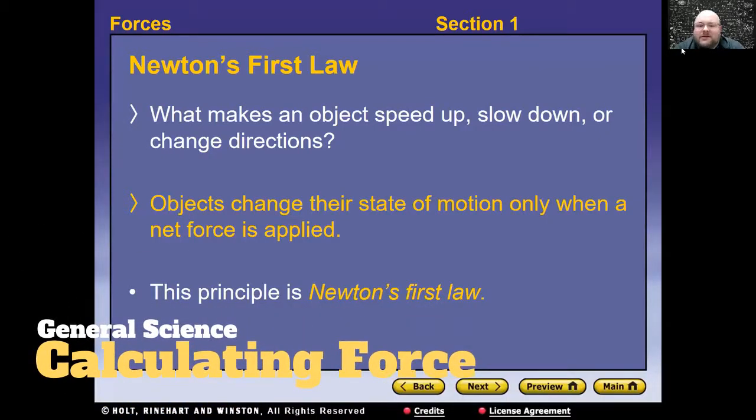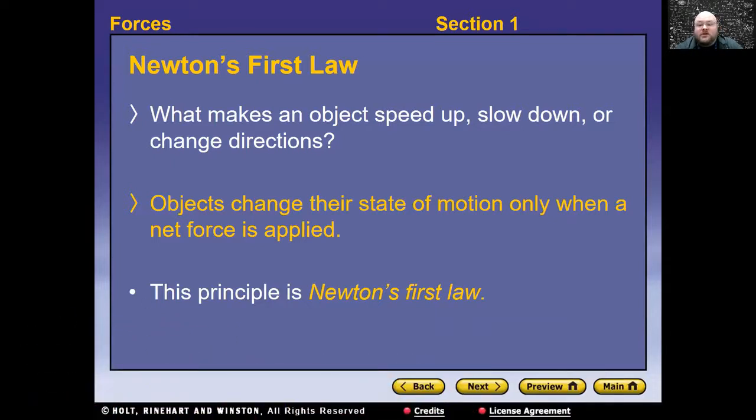Hey everybody, today we are going to talk about Newton's three laws of motion, and then we're going to go into how to take what we know from those laws of motion and how we can calculate force. So we're going to get into that here in just a second. But first, let's break down Newton's three laws.